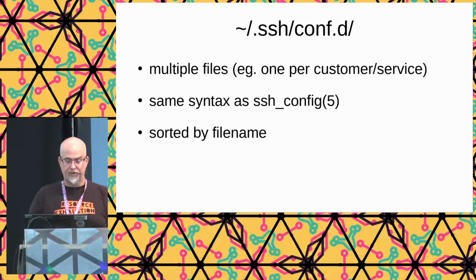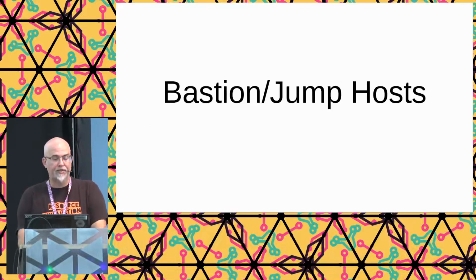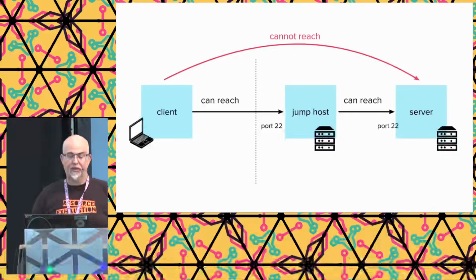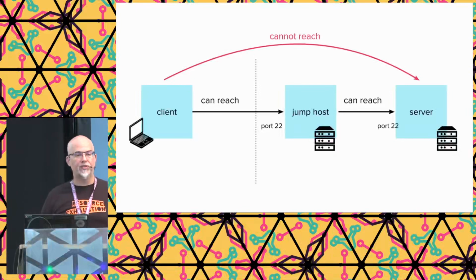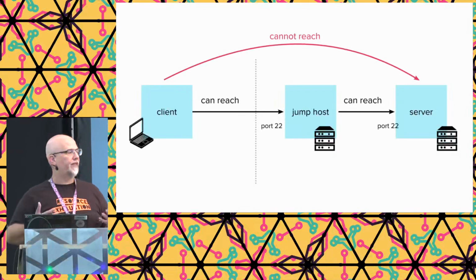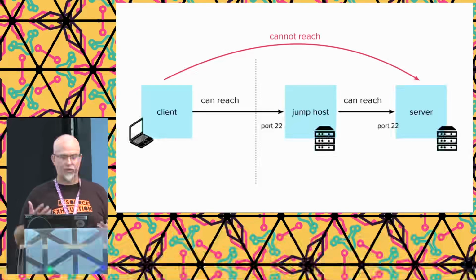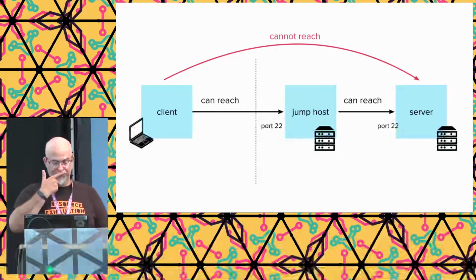Last thing I want to touch on, that's why I'm skipping this a little bit, is Bastion or jump hosts. What do I mean by that? You have your client, you have something called a jump host or a Bastion host that is connected to the internet, and you have the actual server where you want to do some work, that is not reachable from the internet directly or from your client directly. So you have to go through that jump or Bastion host.